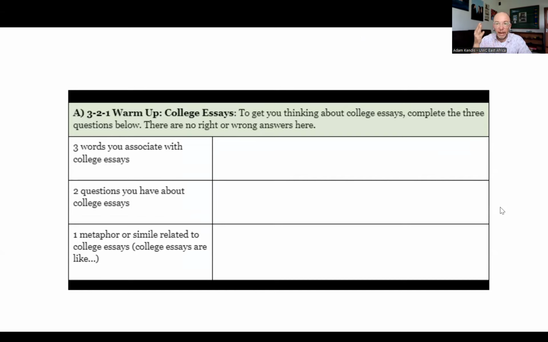I ask students to share three words they associate with college essays, two questions they have, and one metaphor or simile. If you are a student who's watching this, I recommend that you take a few moments and jot these things down for yourself. And at the end of this, see if anything changes. In just a moment, I'm going to switch to the next slide where I'm going to share some metaphors and similes that previous students have written that I think are kind of fun and interesting. So if you are going to pause it, do so now. Otherwise, we're moving to the next slide in three, two, one.